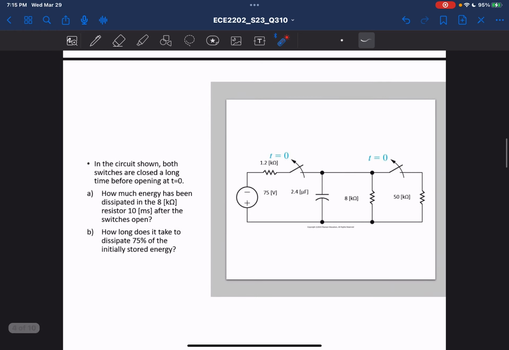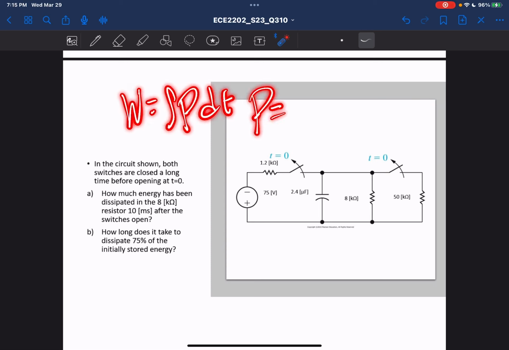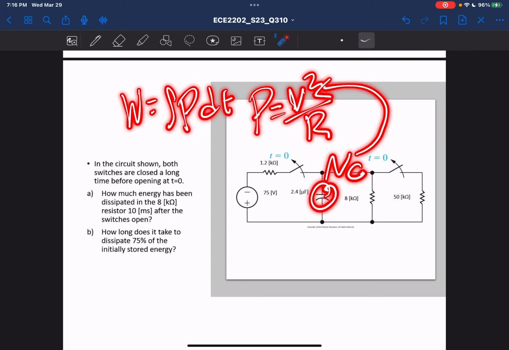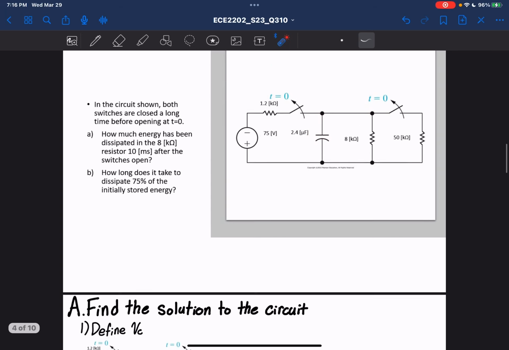So going back to the question, it says we are looking for the energy dissipated in a resistor and how long it takes to dissipate some energy. Right, so we know that energy is the integral of power, and we know many equations for power, but we're going to use V squared over R, voltage squared over resistance, because we have a capacitor, and for a capacitor, we solve for the capacitive voltage. Right, so we're going to use the capacitive voltage in our equation.